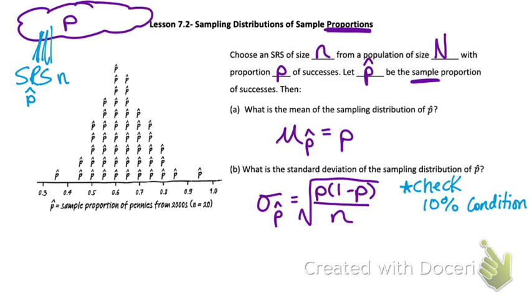What the 10% condition is, I need to make sure that 10 times the sample size is less than the population size. Now, the crazy thing here, guys, is that most of the time you're not going to know how many people are truly in the population.